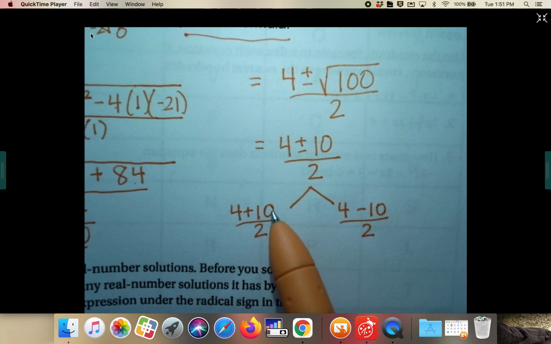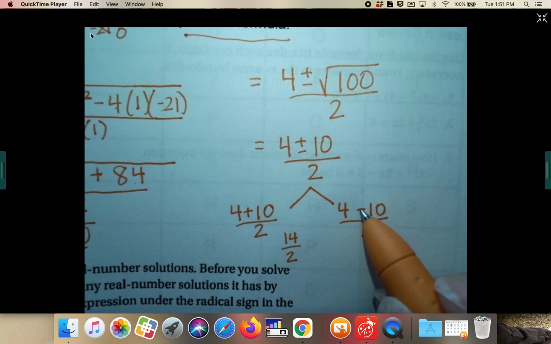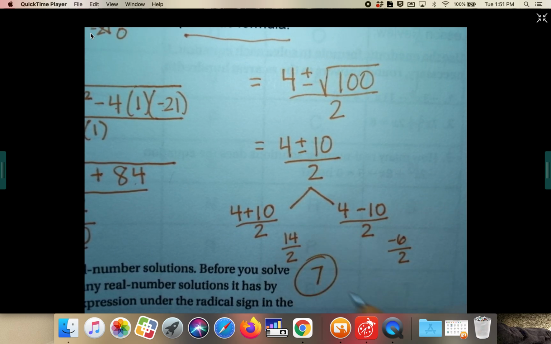All right, 4 plus 10 is 14 divided by 2. 4 minus 10 is negative 6 divided by 2. 14 divided by 2 is 7.